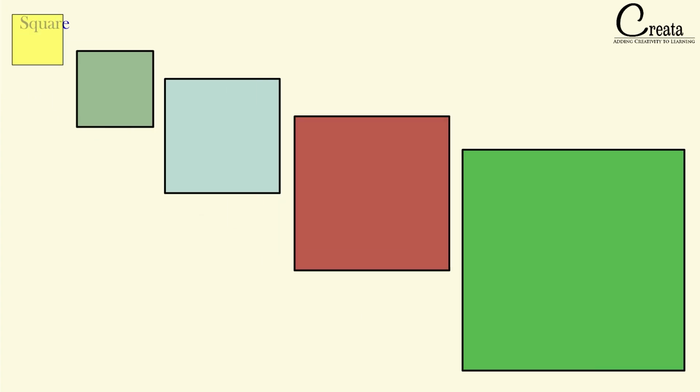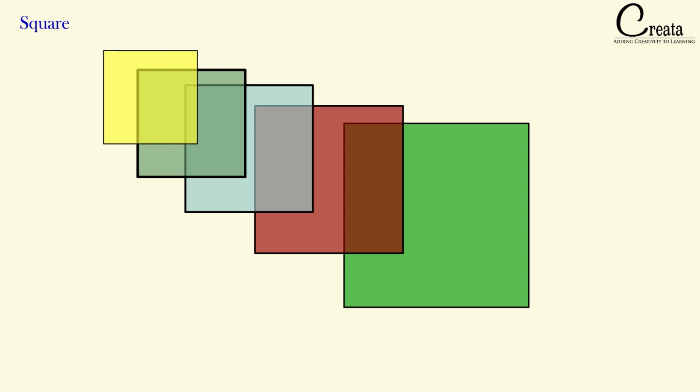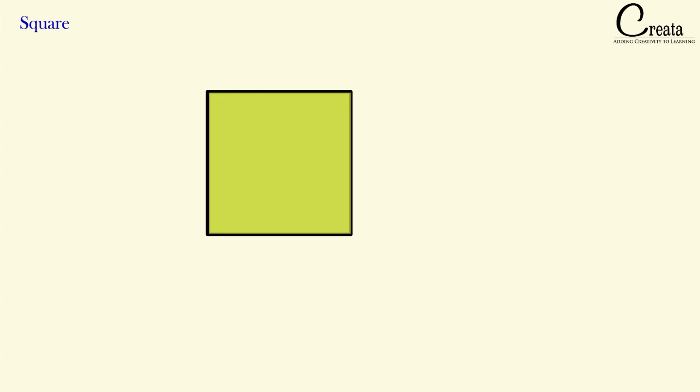So basically any square, here we have multiple squares, we can just scale in or scale out the various squares and they will exactly overlap with each other. That is, they have the same shape, that is, similar figures.